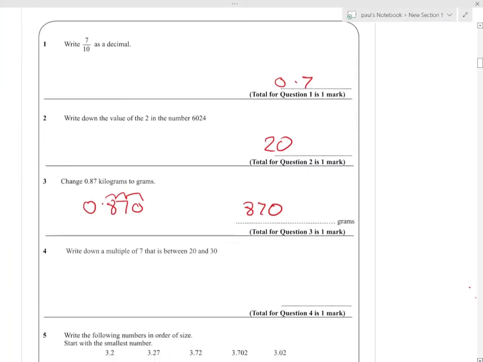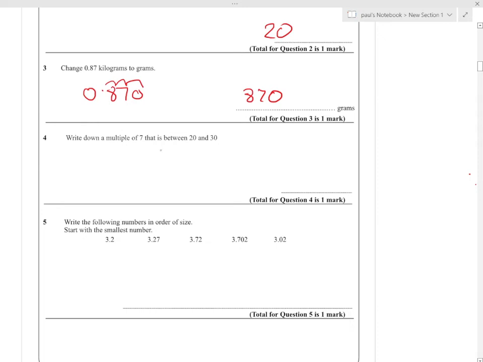Okay, right, write down a multiple of 7 that is between 20 and 30, with just a 7 times table. 21, 28 and 35, so it could be 21 or 28.